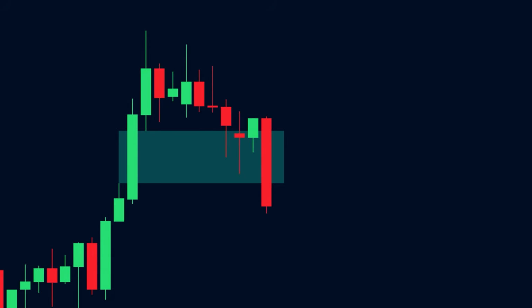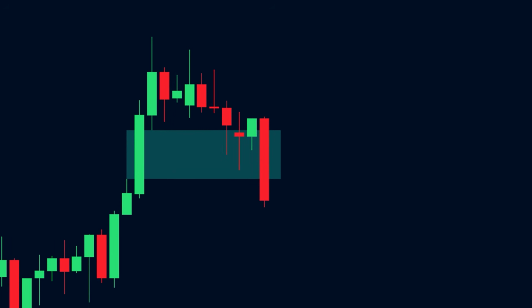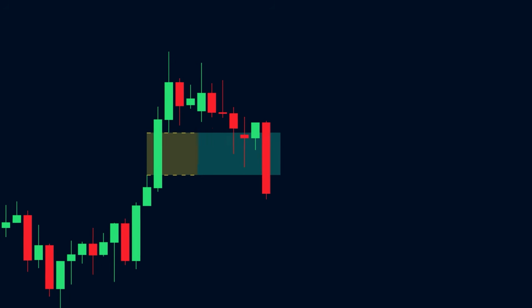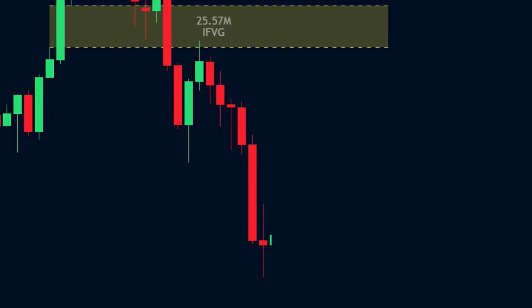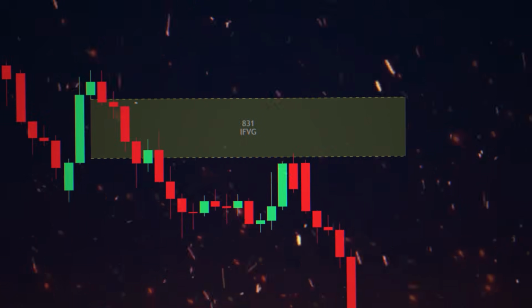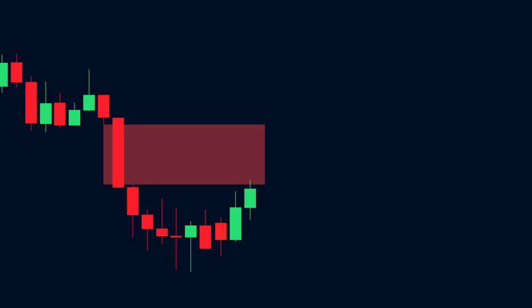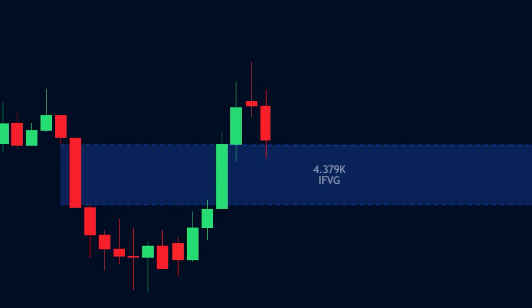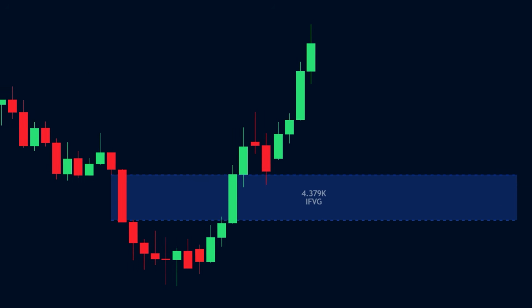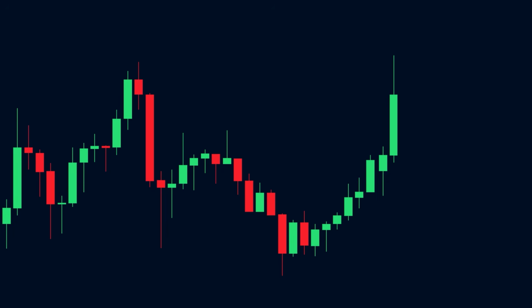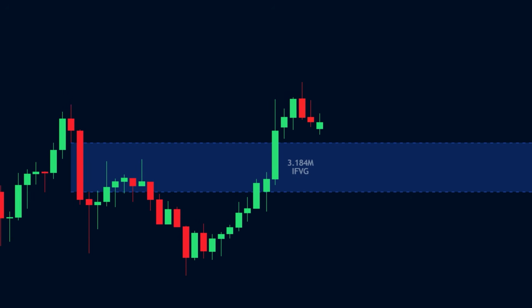But when price closes through it, that's not just a failed gap. That's the market telling you something big. Control just shifted, buyers lost it, sellers took over, or vice versa. This is what makes an inversion fair value gap so powerful. It's not just a level that might react. It's a level that's already been tested, flipped, and confirmed. And while most traders wipe the zone off their chart, you're staring at one of the sharpest entry points the market creates.